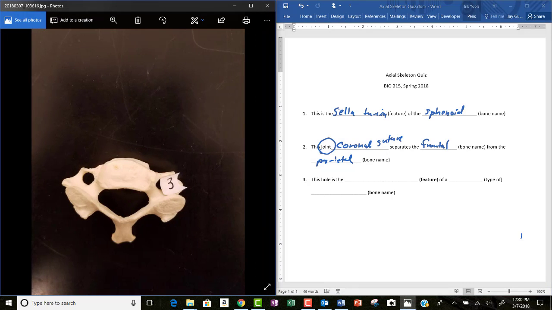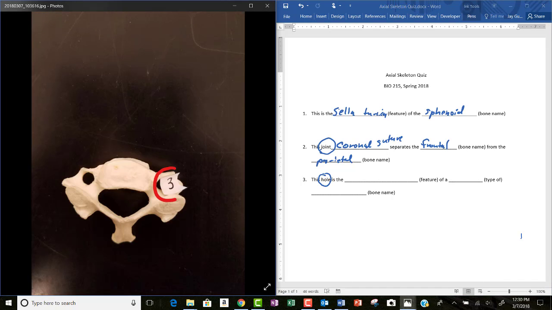How about next? Next, I'm looking for a hole here, and the hole is a feature on this bone. So number 3, I'll go over here and see number 3. There's a hole right there. It's the same as this hole on this side. So that must be transverse foramen.